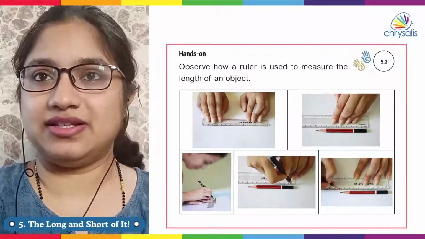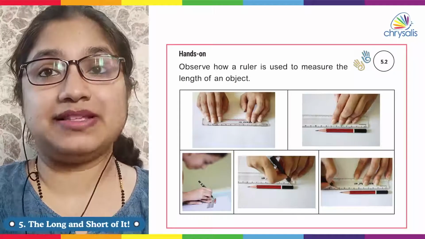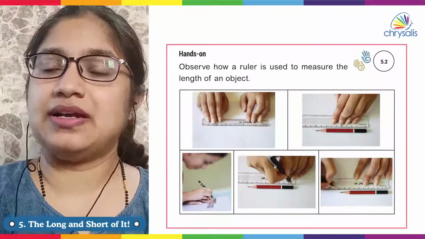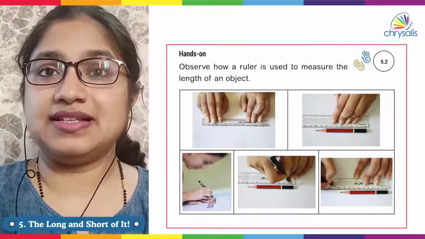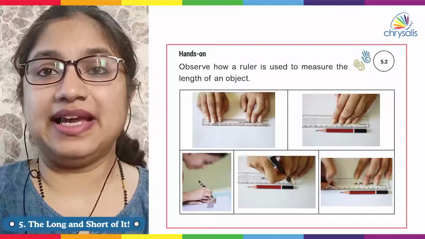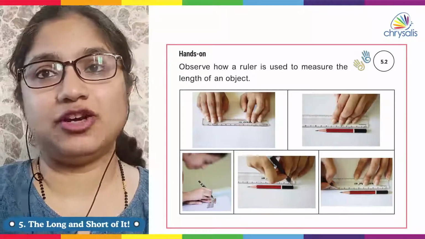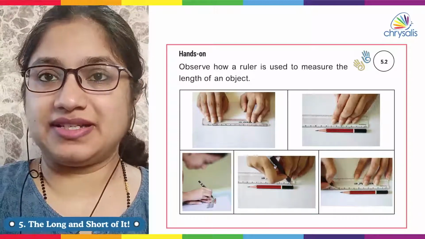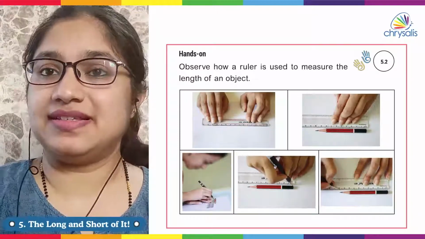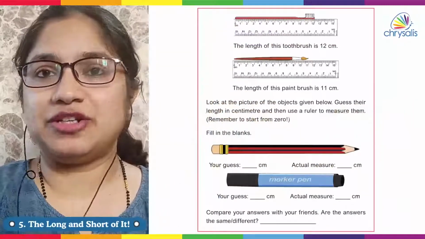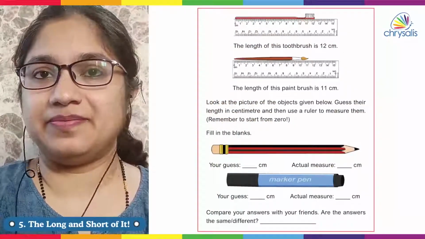Place the scale on a surface, then place the pencil or any other object you want to measure. Now mark a point where the object starts and mark a point where the object ends. The end point gives the measure of the object. You can try measuring the length of various objects like crayons, erasers, etc. at home. Now let us look at the measurement of the various objects given.